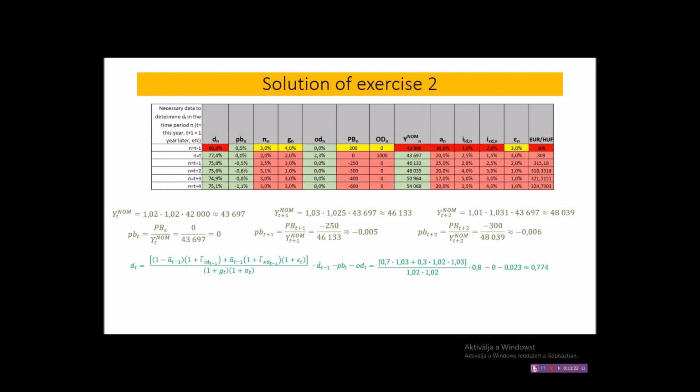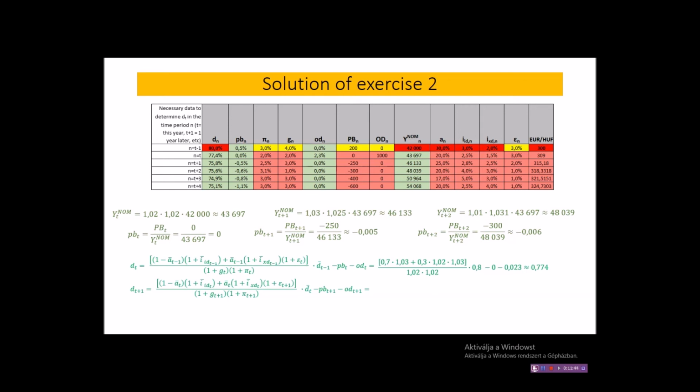As a result, we will get the ratio of the government debt to the GDP, which is in the t time period 77.4%. Then we will move on to the next year. When we analyze the period t plus 1, it is very important to update the formula. Actually, this is the point where you can get lost.